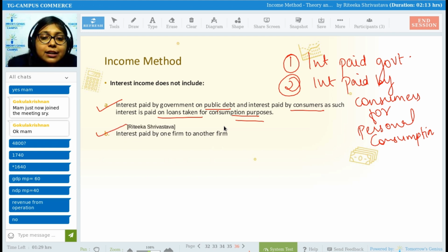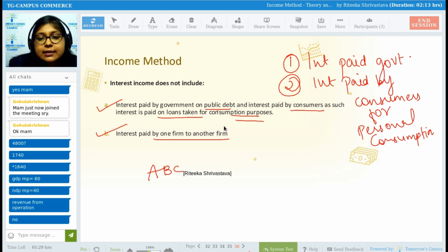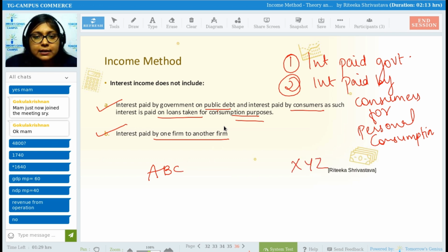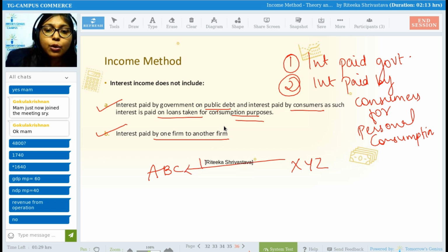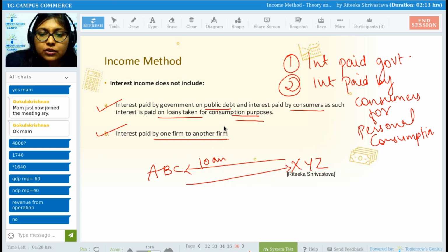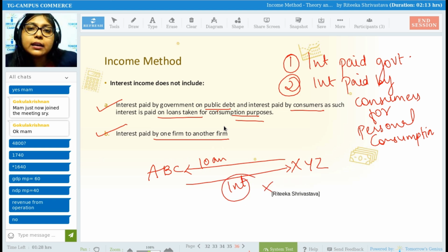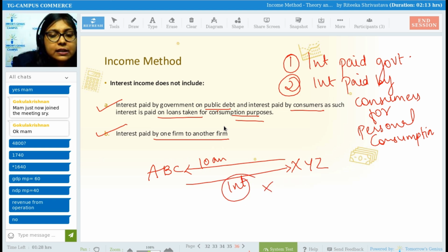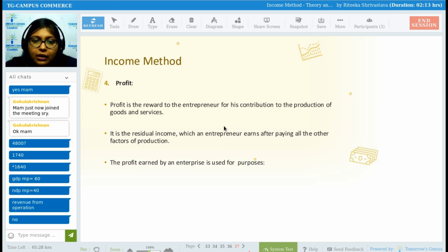Third, we will not include interest paid by one firm to another firm. So ABC organization, this is XYZ organization. ABC organization has taken a loan from XYZ organization. So now ABC organization is going to pay interest to XYZ organization. So this interest again will not be included. So interest paid by one firm to another. This will also not be included.